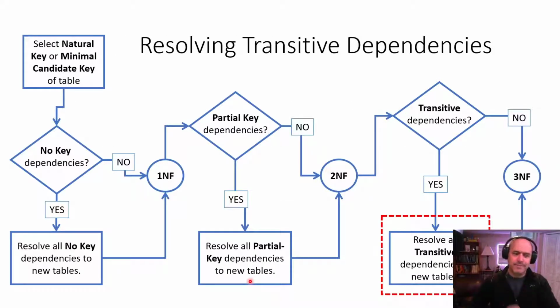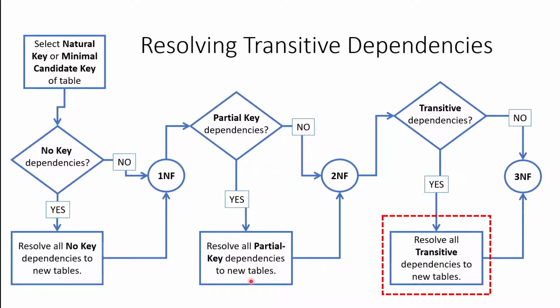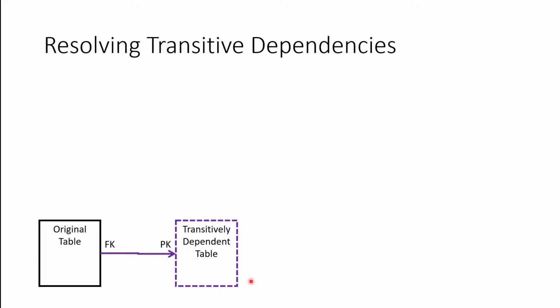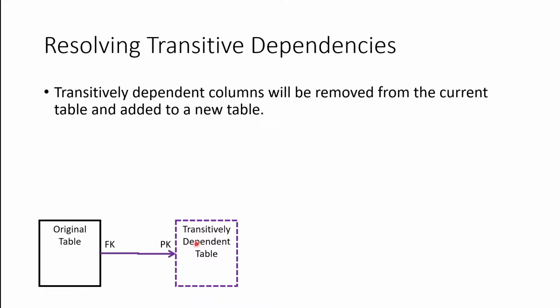More tables. The nice thing about third normal form is it only makes a single new table. It does not make two tables, thank heavens. The original table is the foreign key side, and then the transitively dependent table becomes the one side. So it's really a hidden many to one table, not a hidden one to many table.